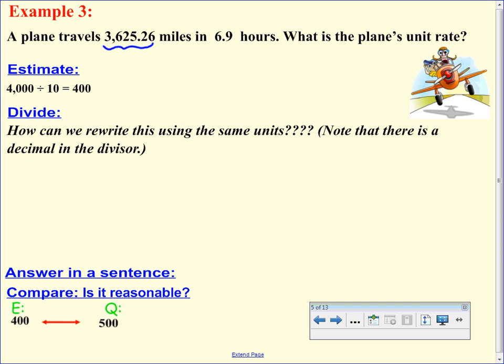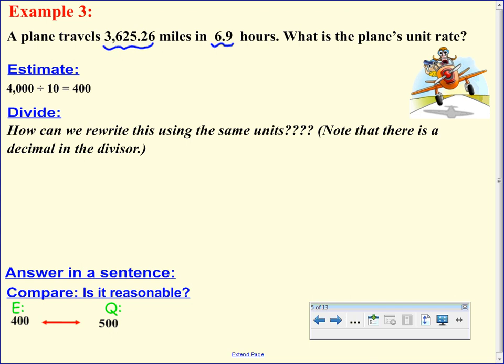3,600 estimates to 4,000. 6.9 we could estimate to 10, because we want manageable numbers. They're called compatible numbers. Something that's going to divide evenly for my estimation. So my answer should be about 400. Okay?